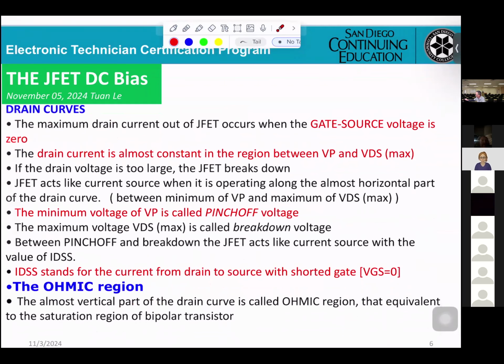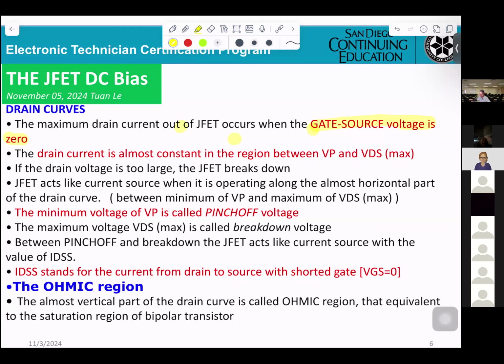Now, we see what here. The maximum drain current out of the FET occurs when the gate source voltage equals 0. That means VGS equal 0, then you get the maximum current, and that current will be IDSS. And this current is given to you when they build the JFET. We cannot make it up.